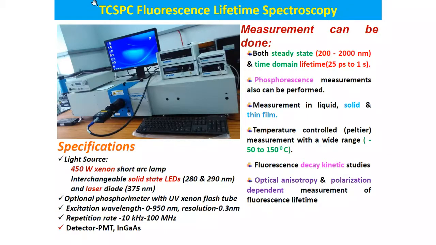So what they have is a very wonderful equipment, which is the single photon counting system, where the measurements can be done in both steady state and the time domain. Phosphorescence measurements can also be performed. It allows us to do measurements in liquid and solid and thin film. That's all you could ask for. You have a wide range of temperature, which gives me one more parameter to study my crystal. They have a xenon light source, a 450 watt xenon short arc lamp.